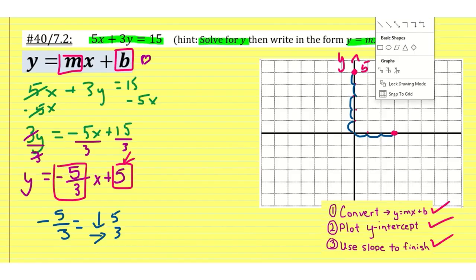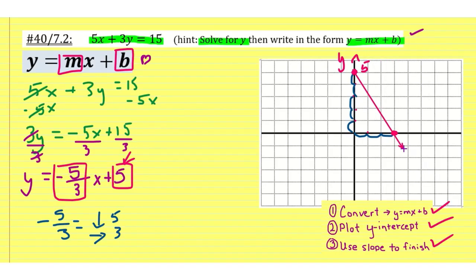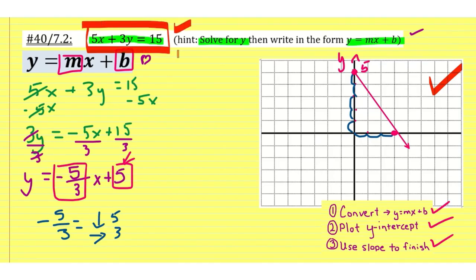And then I just need to connect those 2 points, and that will give me my line that I've been asked to graph. So there is my line, which matches this equation. This is a linear equation, and we just converted it to this version of the linear equation to make it easier to graph.